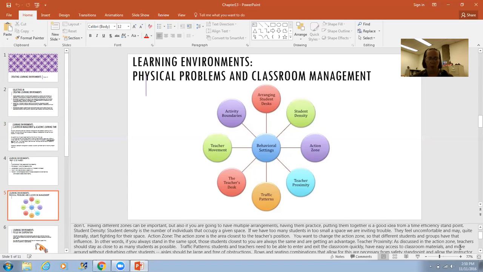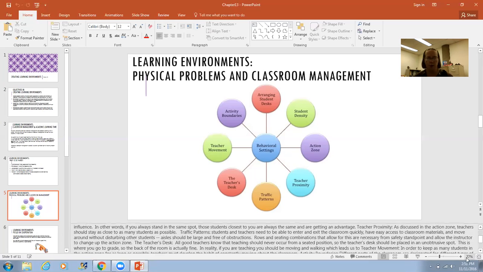What's the next thing we want to talk about is this idea of traffic patterns. So students and teachers need to be able to enter and exit the classroom quickly, have easy access to classroom materials, and move around without disturbing other students. So aisles should be large and free of obstruction. And then rows and seating combinations that allow for this are necessary from a safety standpoint. And they allow the instructor to actually change up the action zone.